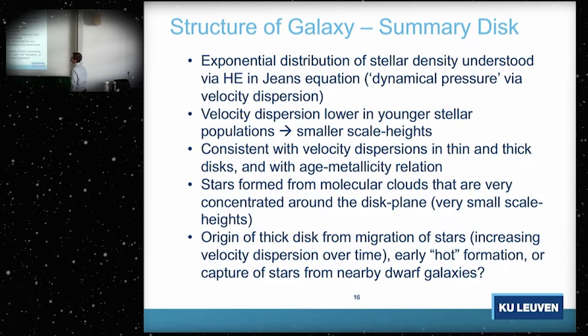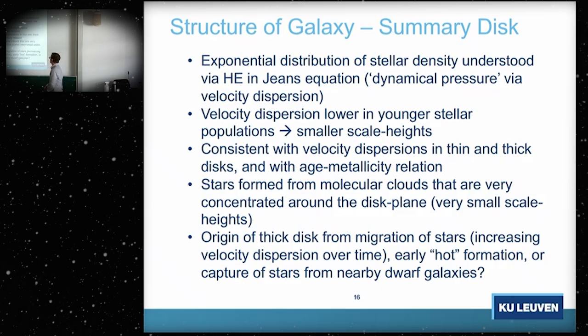Now, the origin of the thick disk is still an active area of research, a very active area of research, I should say, where we have different suggestions and different theories and models for this. One is the migration of stars, that is that you have small tugs, so you increase the velocity dispersion of the stars over time, which means the scale height gets larger and larger, the disk gets hotter.